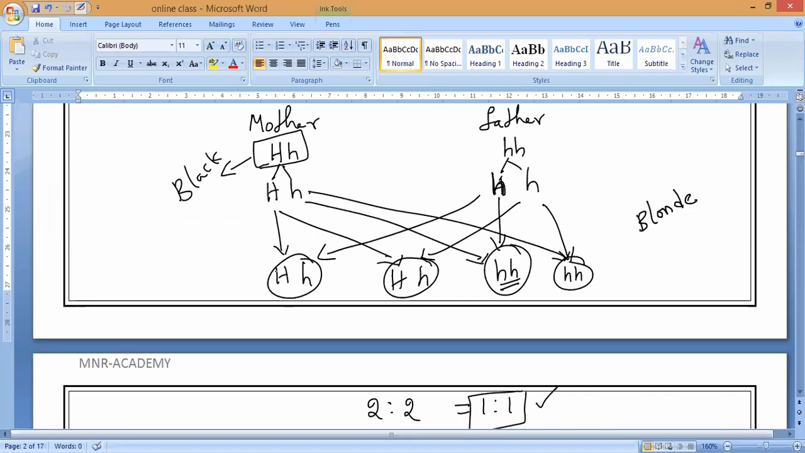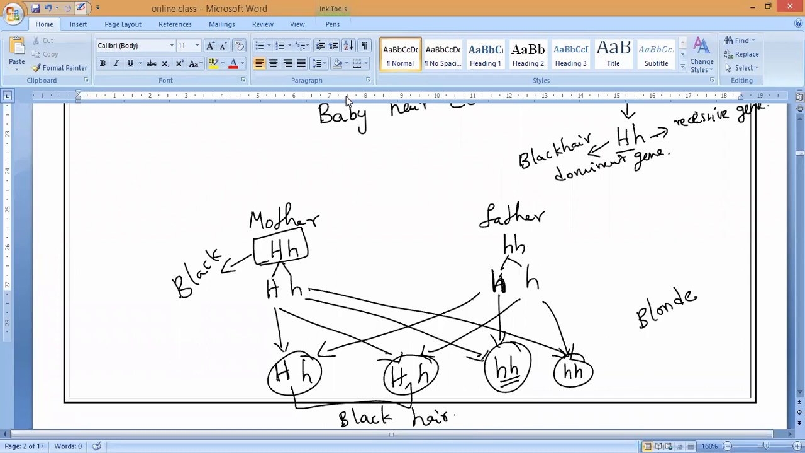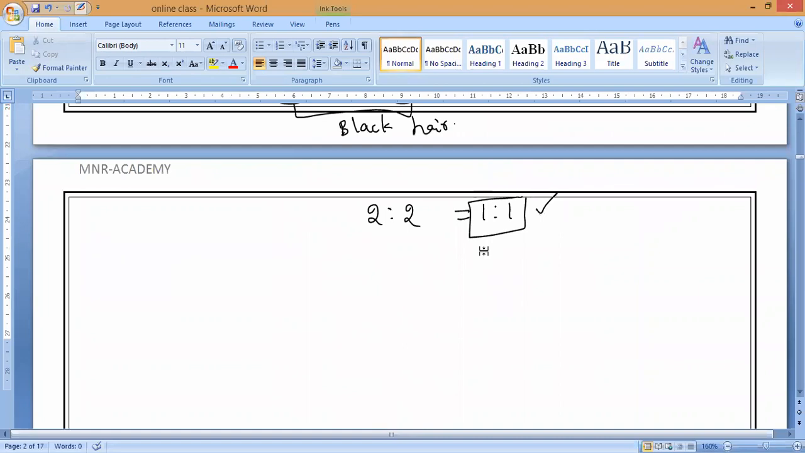If capital H is donated by the mother, then it will be the dominant gene. So in these two cases, the baby will get black hair only. Do you understand? That is why you might see that if anyone has two babies, one may get dark or black hair and one may get blonde hair. Have you noticed it? Yes. By the time, the mother's genes may be capital H and small h. I am not saying only the mother has black hair. Sometimes the father also has black hair. Understand, Kevin? It's not a fixed thing.